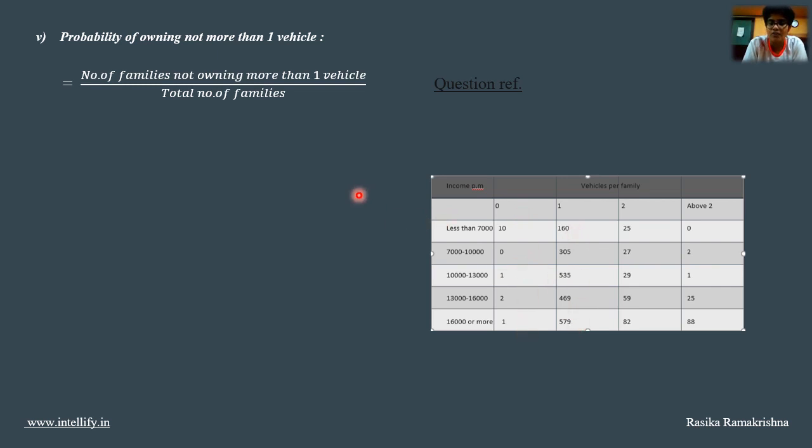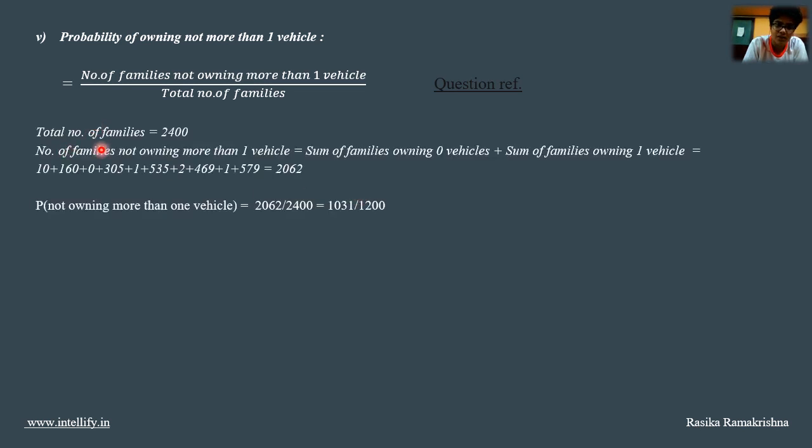Please do that, and after you do that you will see that the total number of families is obviously 2,400, and the number of families not owning more than 1 vehicle is the sum of families owning 0 vehicles plus the sum of families owning 1 vehicle, which is 10 plus 160 plus 0 plus 305 plus 1 plus 153 plus 2 plus 469 plus 1 plus 579, which is nothing but 2062. Therefore, the probability of not owning more than 1 vehicle is 2062 divided by 2,400, which is nothing but 1031 divided by 1,200.